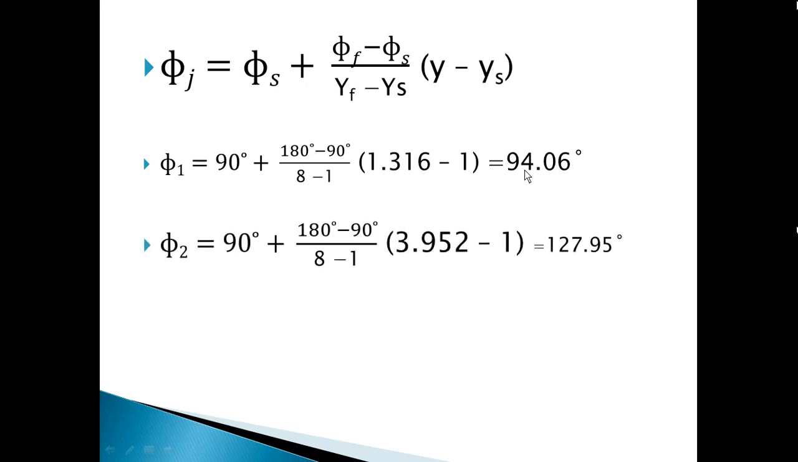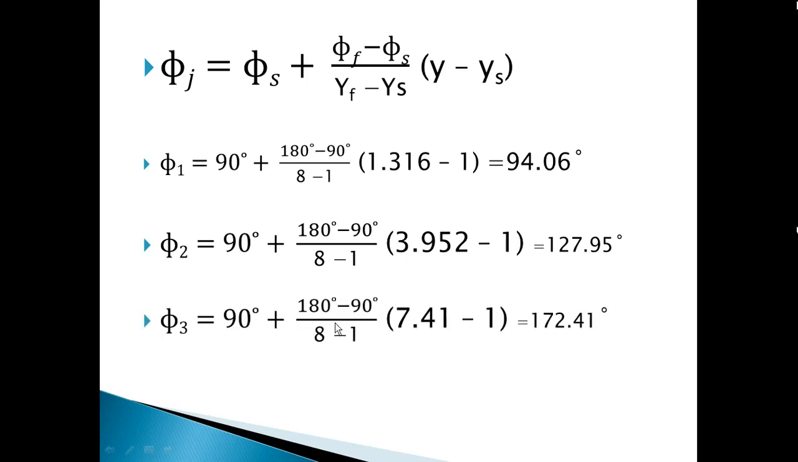For phi 2, instead of the y1 value I am putting in the value of y2, which has been calculated already on the previous slide: 3.952 minus 1. I am getting 127.95. And for phi 3, replacing y2 with the value of y3, 7.41 minus 1. Apart from that, all the other terms are repeated. I am getting the angle equal to 172.41. So phi 1, phi 2 and phi 3 are 94.06, 127.95 and 172.41, and all these values lie between 90 and 180 degree.